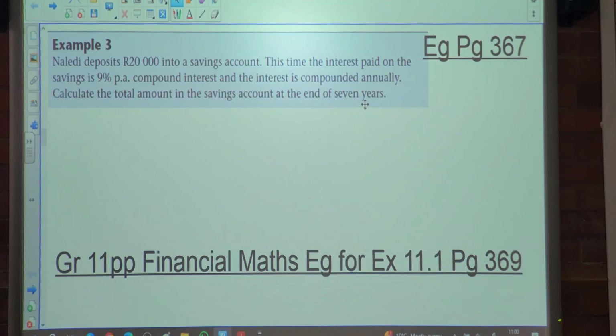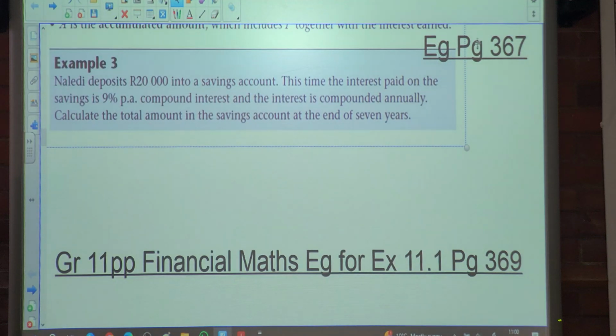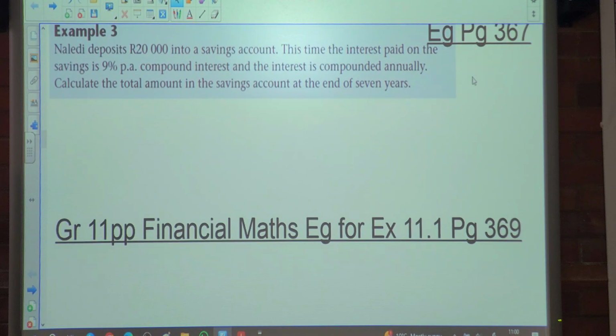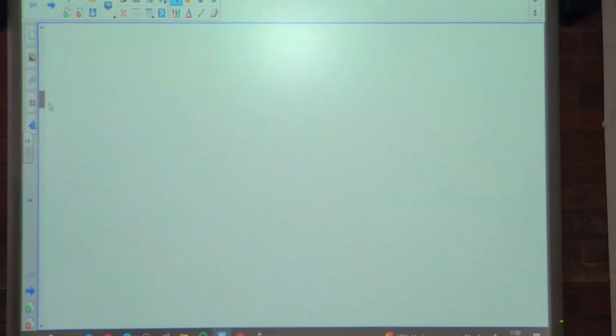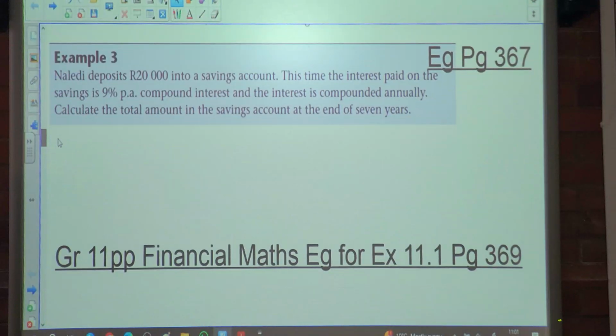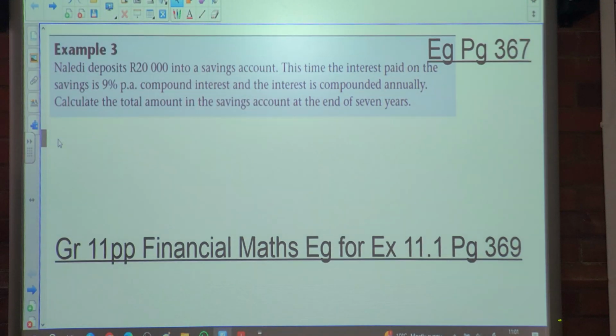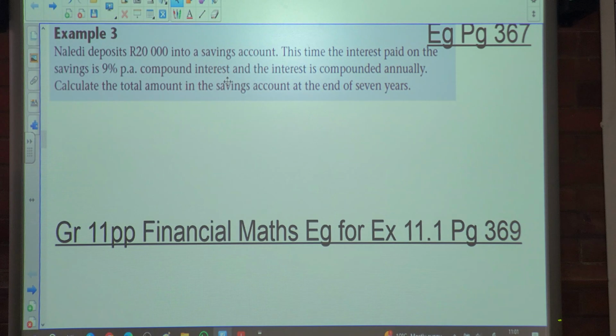So now we are told that Naledi deposits. Was Naledi in example 1 as well? Yes, sir. Naledi got a lot of money. Okay. I would like to know Naledi better.